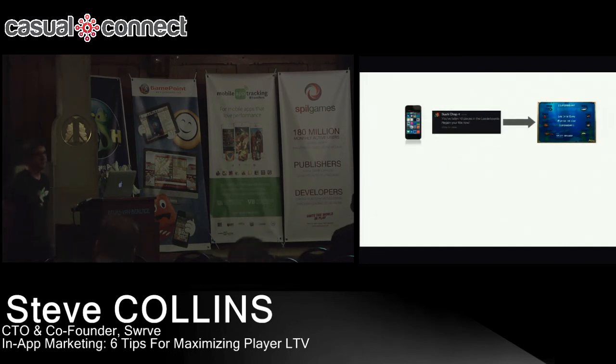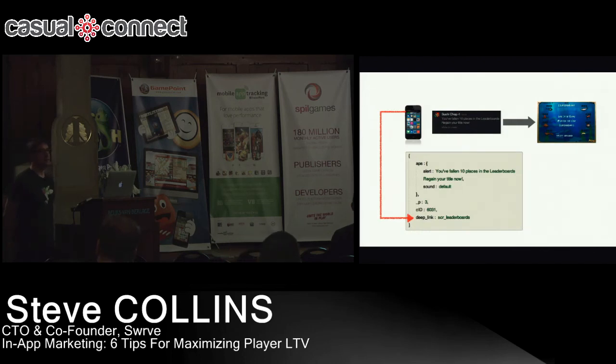Now, to do that is fairly straightforward. Push notifications on iOS and Android have payloads that you can populate with whatever you like. And that's an easy way for you to implement this. So you can put in an arbitrary code in there to represent a deep link. It's sort of like a general URL. And then your app can respond to that.